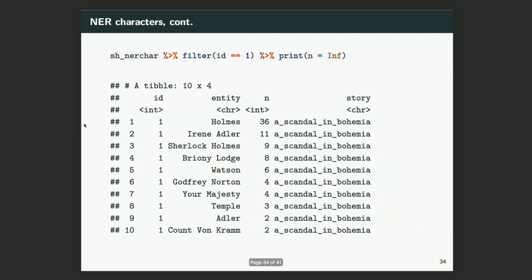Through here, we're going to look at the top 10. And we can then pull the top 10 people in our story, A Scandal in Bohemia. We start to get a sense of who our main characters are as well. It's not perfect. Briony Lodge is actually a place, but it's really close. And it gives us a shorthand way to very quickly look at all the people.